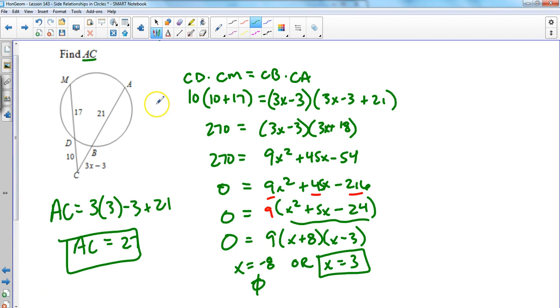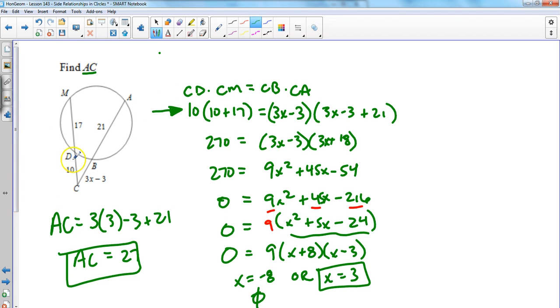So again, this is the important part, making sure that you can apply this, that segment intersection, and the relationship that it's part times whole equals part times whole.